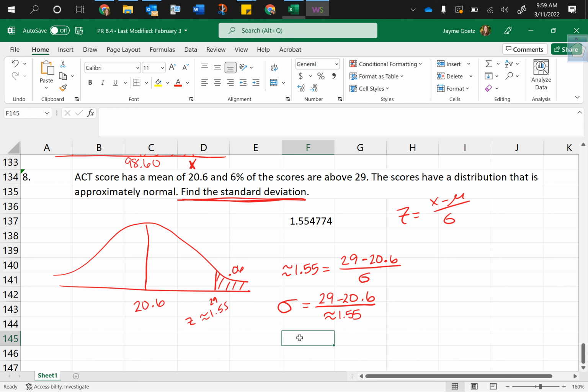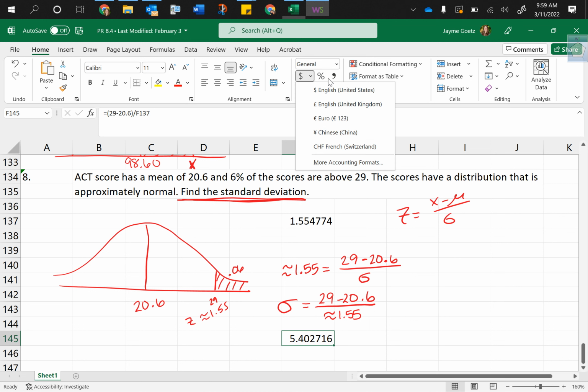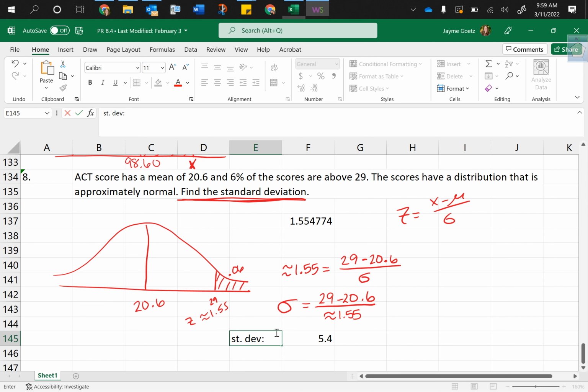Now to put that into Excel, we're going to have to use parentheses. So we're going to go equals, parentheses, 29 minus 20.6. And we're going to divide that, but do you think I want to type in 1.55? No, we're going to do the cell reference so we can get it as exact as possible. And then when we hit enter, we're going to see that we get a standard deviation of about 5.4.